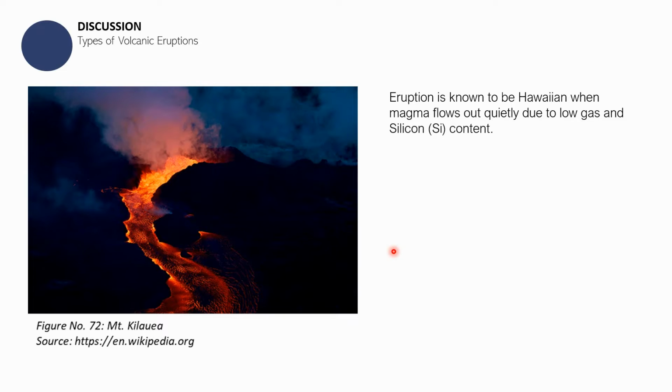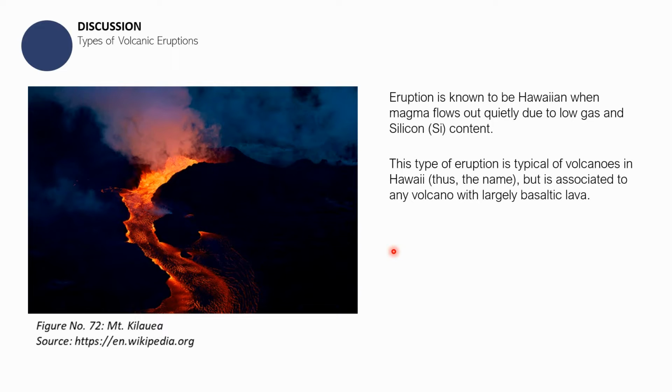The eruption of Mount Kilauea in this photo is known to be Hawaiian because the magma flows out quietly. It's not the kind of eruption with explosions. The lava just flows out. Why does it do that? Because it has low gas and low silicon content. This type of eruption is typical of volcanoes in Hawaii, but it is associated with any volcano that has largely basaltic lava.